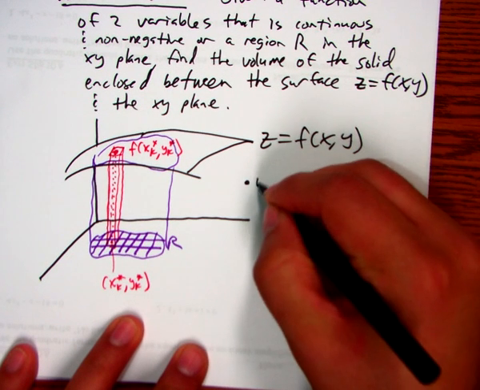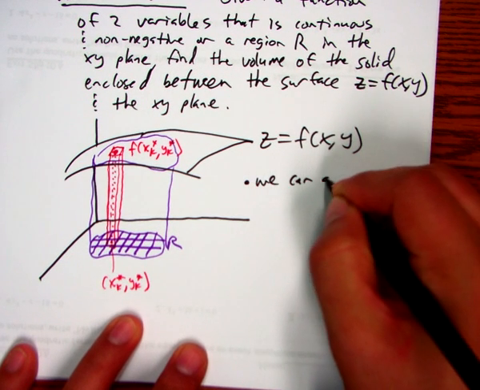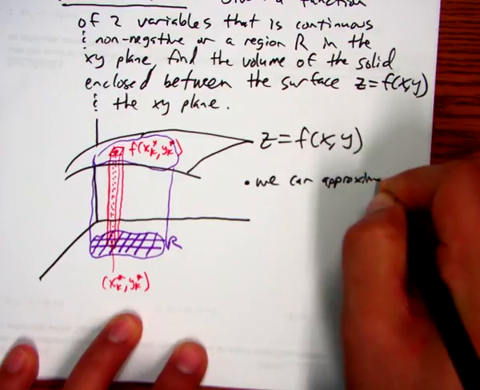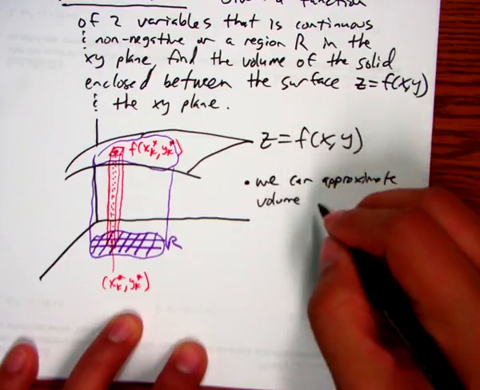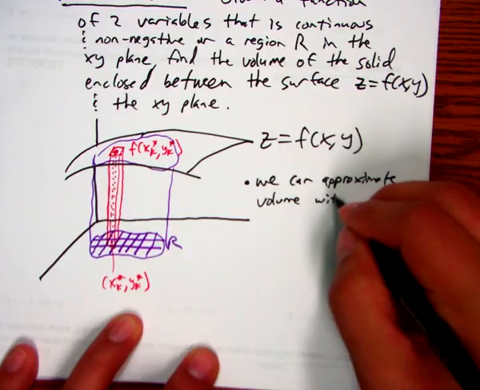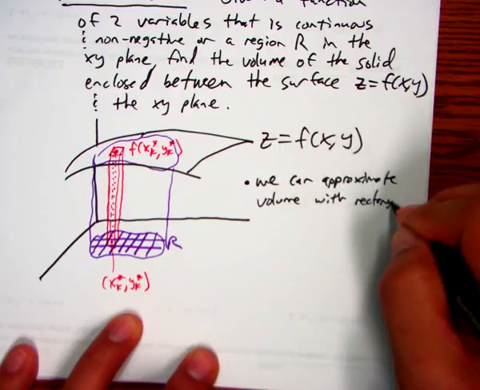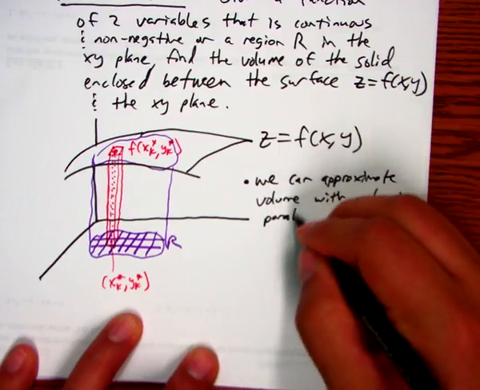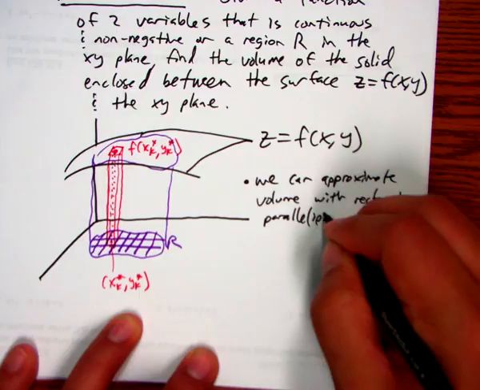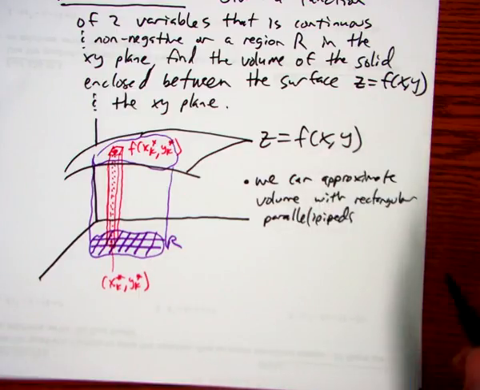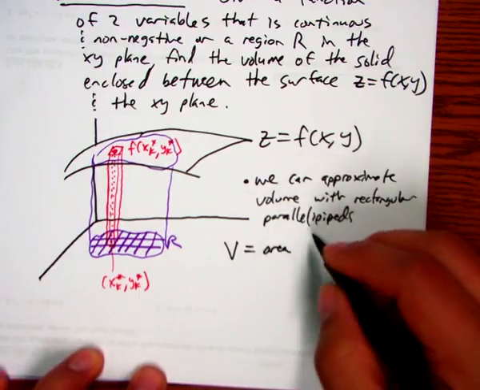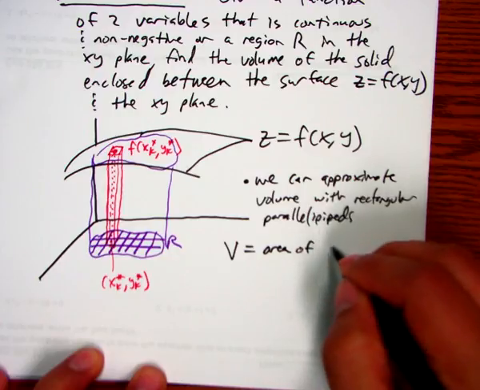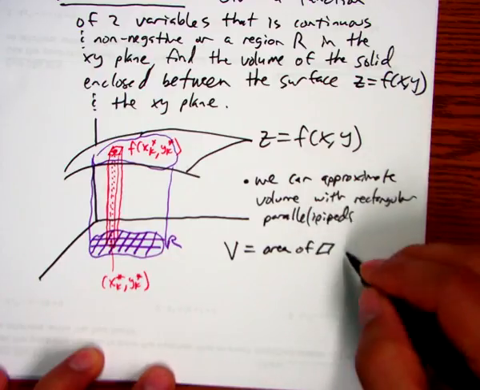Let's write that down. We can approximate the volume with rectangular parallelepipeds. We know the volume is just going to be the area of the parallelogram or rectangle times the height.